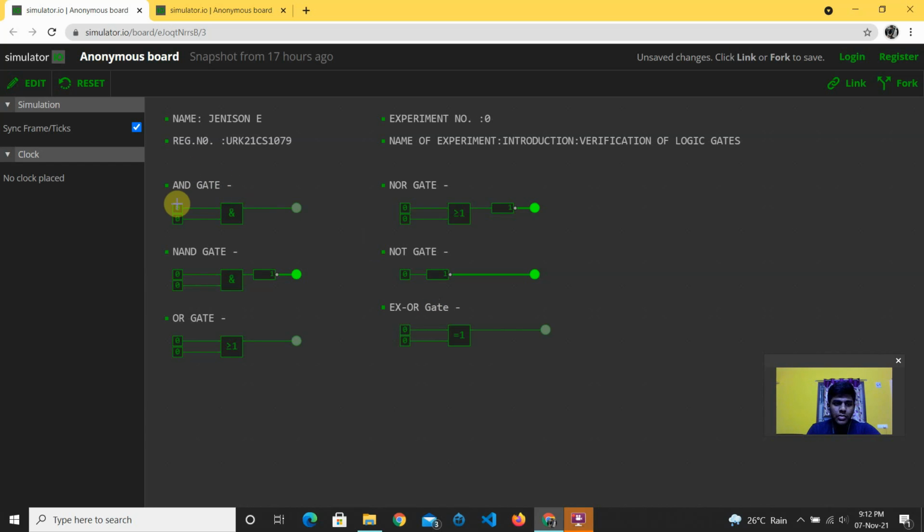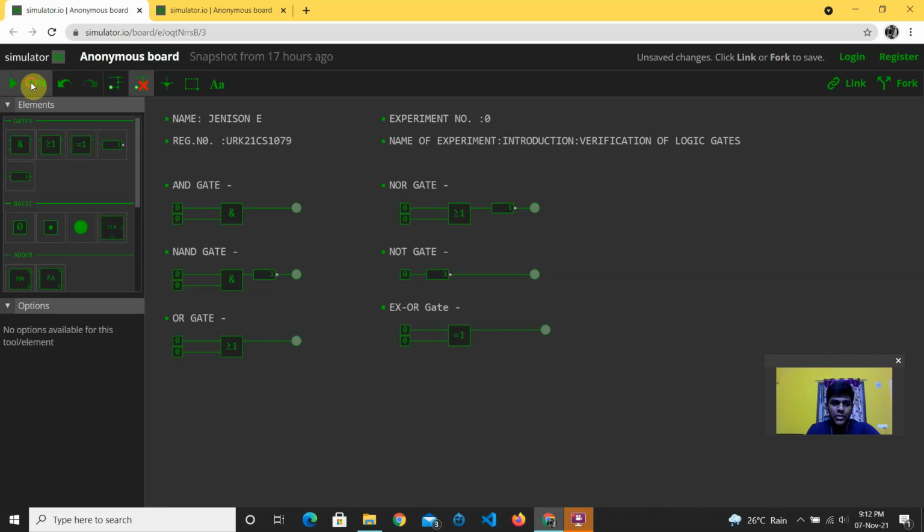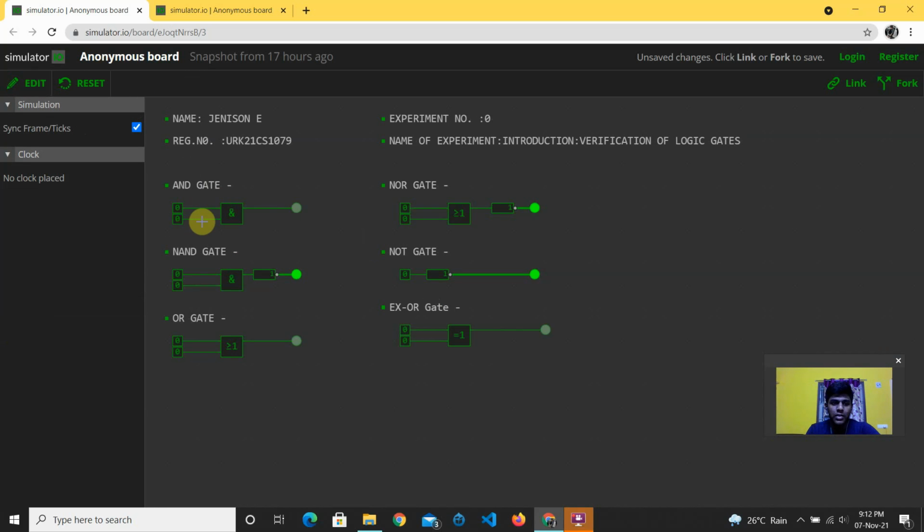AND gate consists of two inputs and a single output. The operation for AND gate will be multiplication. So when we run this, we'll be getting the truth table for AND gate. When we give 0 0 it is 0, 1 0 is 0, 0 1 is 0, but when we give 1 1 it is 1. So the truth table for AND gate will be 0 0 0, 0 1 0, 1 0 0, 1 1 1. When two inputs are 1, the output will be high.